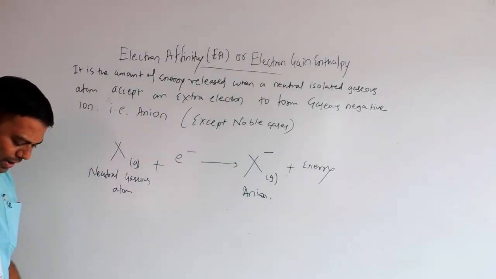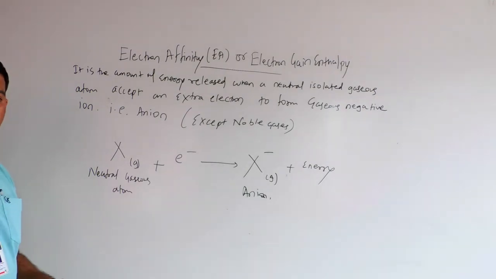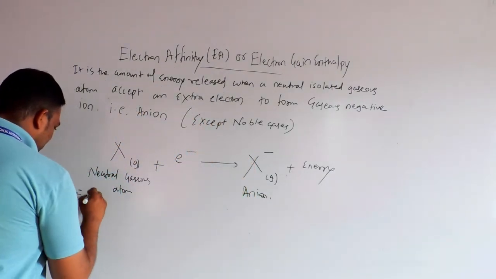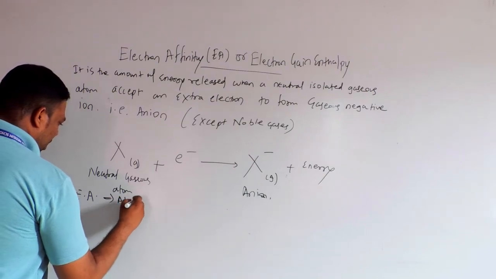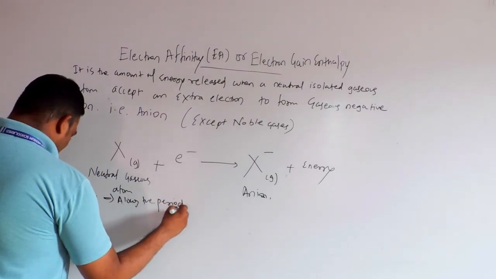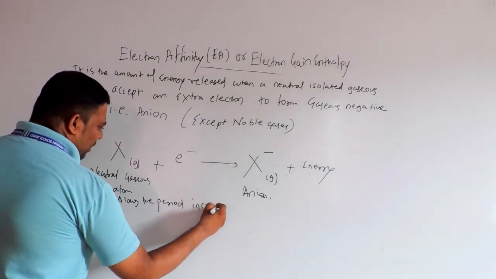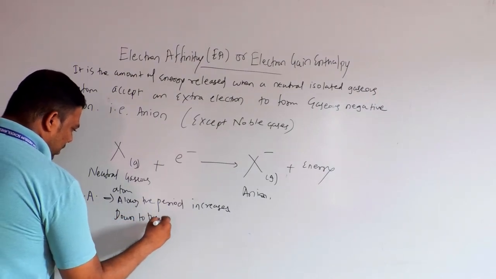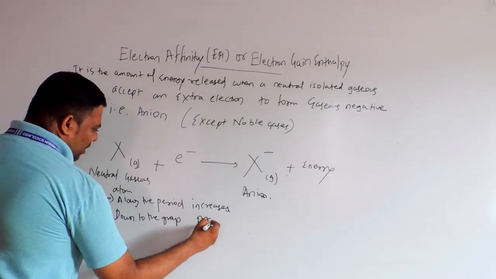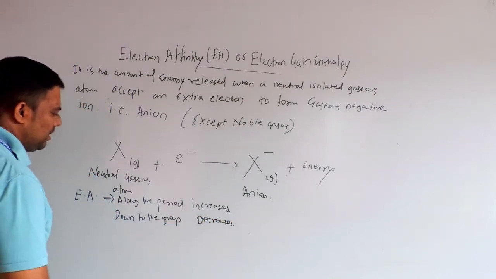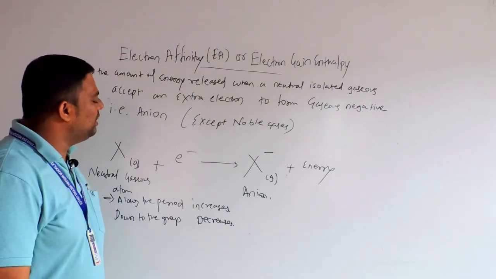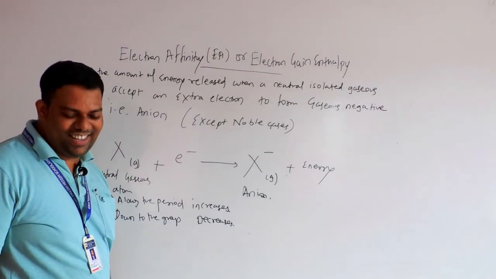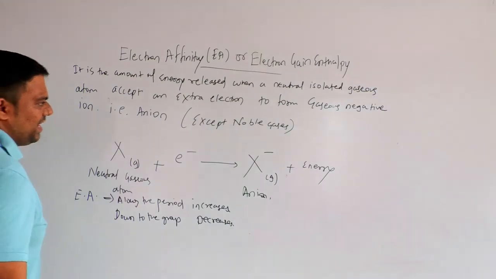Now, beta, here we will discuss the trend. Electron affinity increases along the period and decreases down the group. So keep in mind why electron affinity increases along the period. Just now we saw Cl and all. So we will discuss examples also.